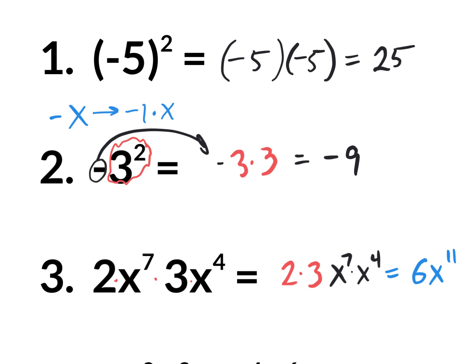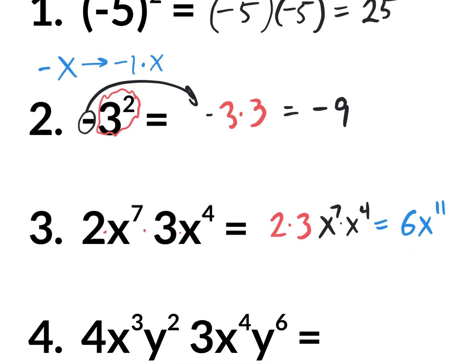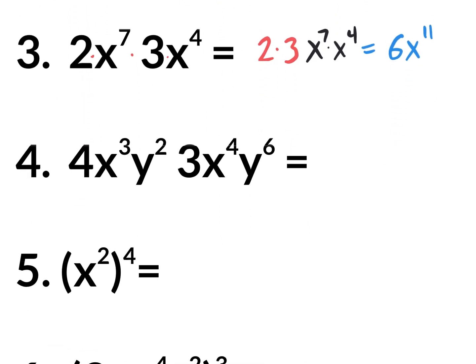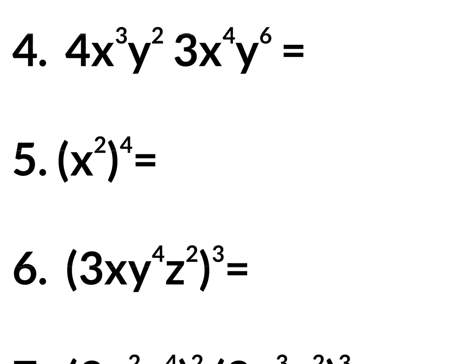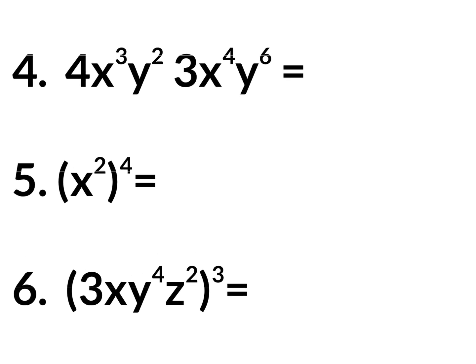And all of these questions are going to be very similar to the ones you're going to see on the actual quiz tomorrow. Moving on to 4, 5, and 6. Number 4, again, you could rearrange it, or you could get comfortable doing it in your head. Like, let's start with the coefficients, the numbers, the 4 times 3. 4 times 3 is 12.